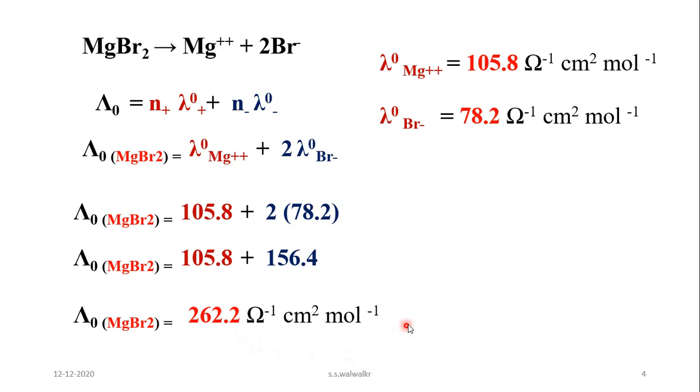Here, what is important is that in the board exam the unit carries half mark and the correct value of lambda 0 carries half mark, so 1 mark. And the proper formula with the dissociation reaction carries half mark and the substitution of the values carries half mark. So generally, for 2 marks, this type of example is asked in the board exam.